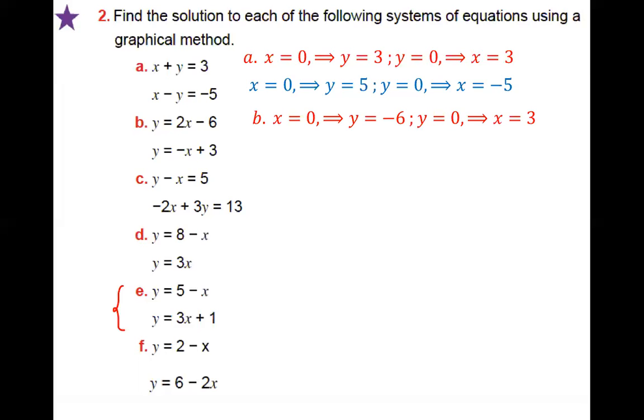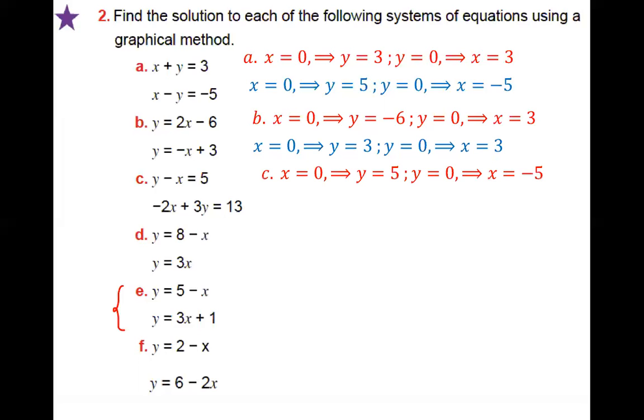For B, we do the same kind of work. So by putting x equals 0, you get y equals -6. Whereas if I force y to a 0, then I need to move the -6 to the other side, which gives me 2x equals 6. And then you divide by 2 both sides, and then you get x equals 3. And the same thing for the second line, even easier, because when x equals 0, y equals 3, and y equals 0, x equals 3.